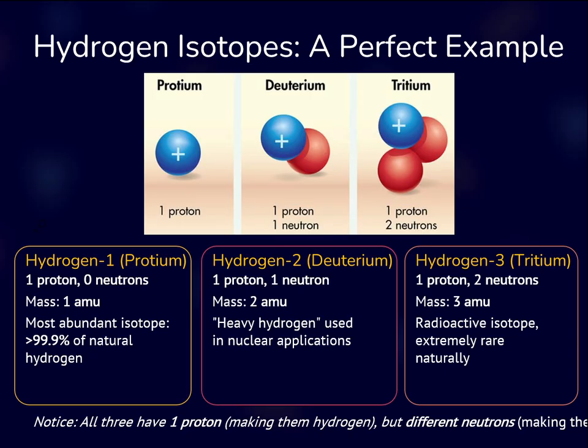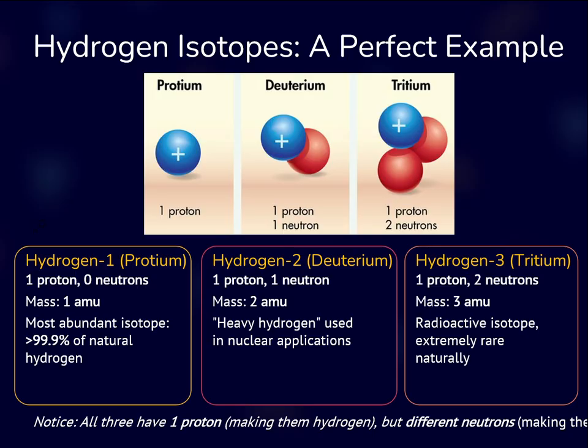Hydrogen gives us the simplest and clearest example of how isotopes work. Every hydrogen atom has 1 proton, and that's what makes it hydrogen. But the number of neutrons can vary. The most common isotope is hydrogen-1, also called protium. It has 1 proton and no neutrons, and makes up more than 99.9% of all the hydrogen found in nature.